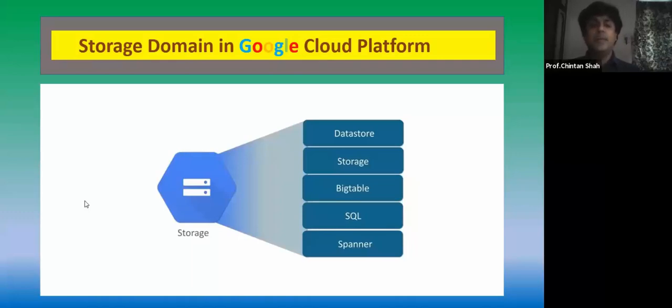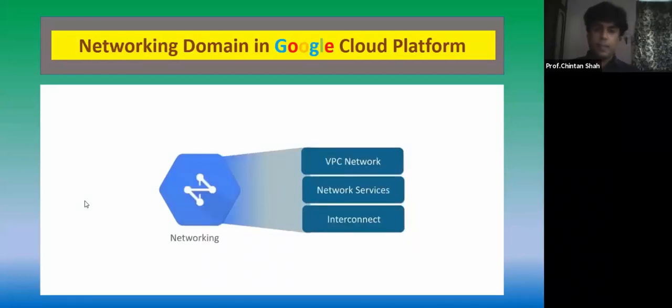Now once we are done with this, in the next slide we are going to see the third core domain that we have discussed earlier, that is the networking domain, in detail. The networking domain in Google Cloud Platform consists of 3 main services: the VPC network, network services, and interconnect. Now let us see the different services in detail.